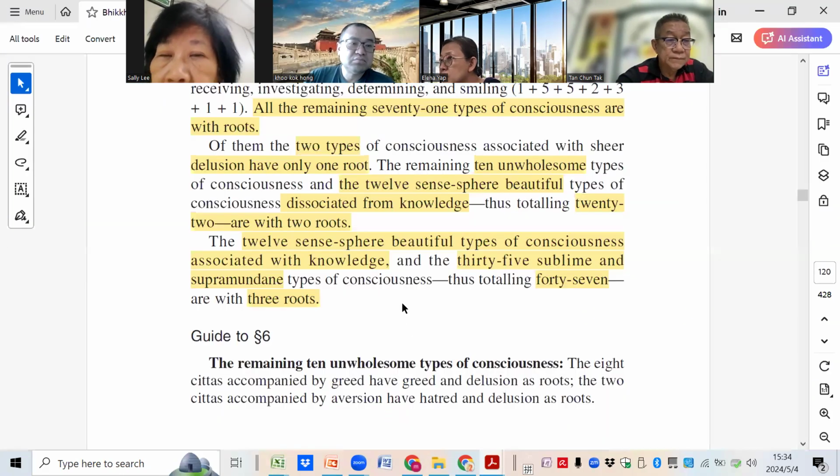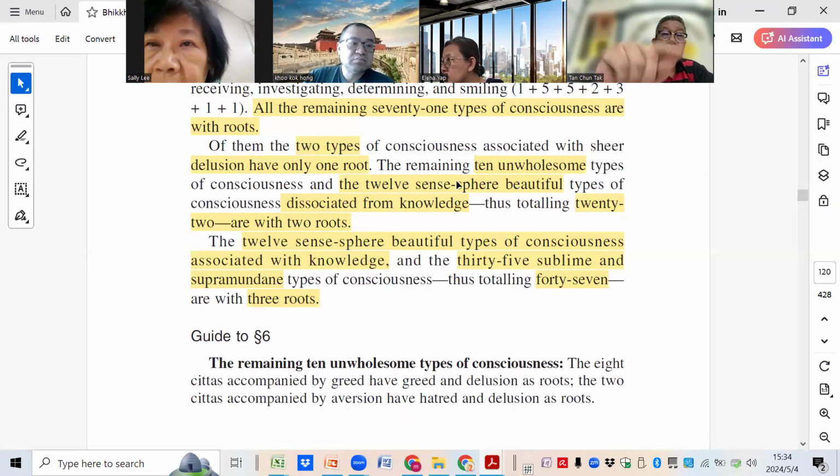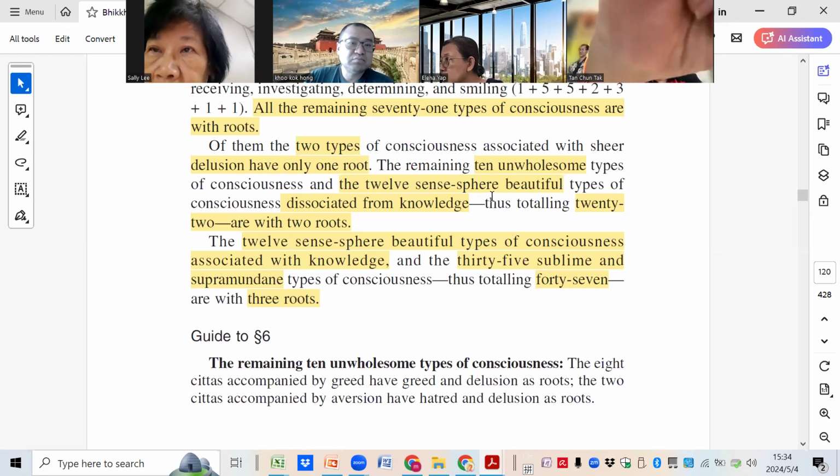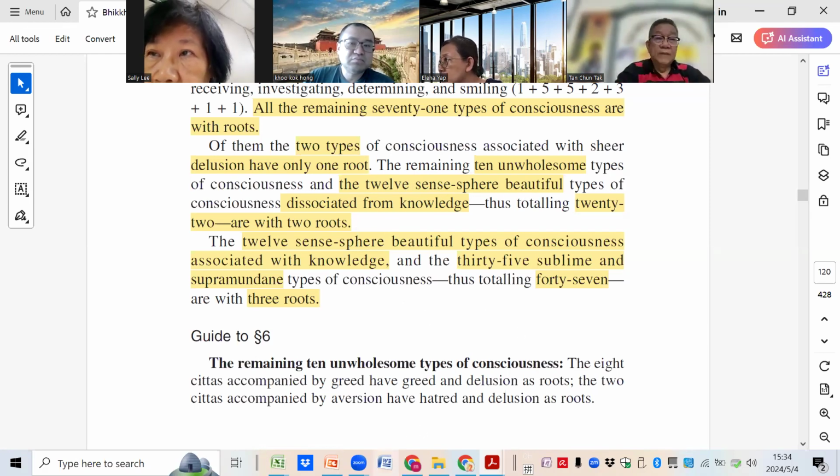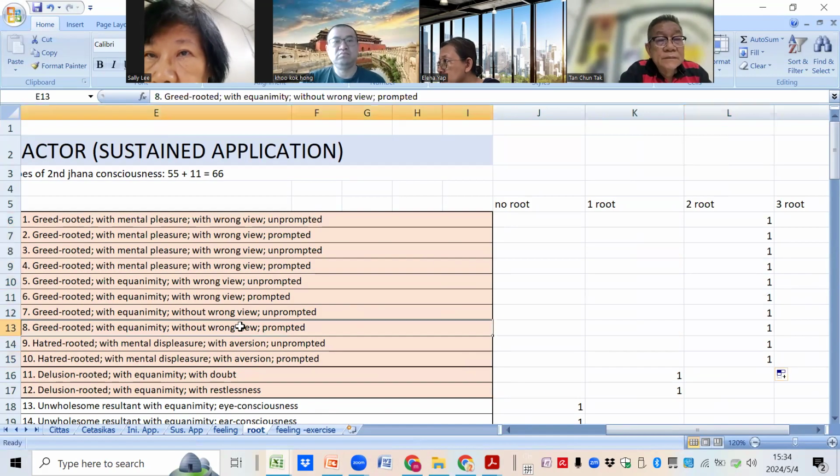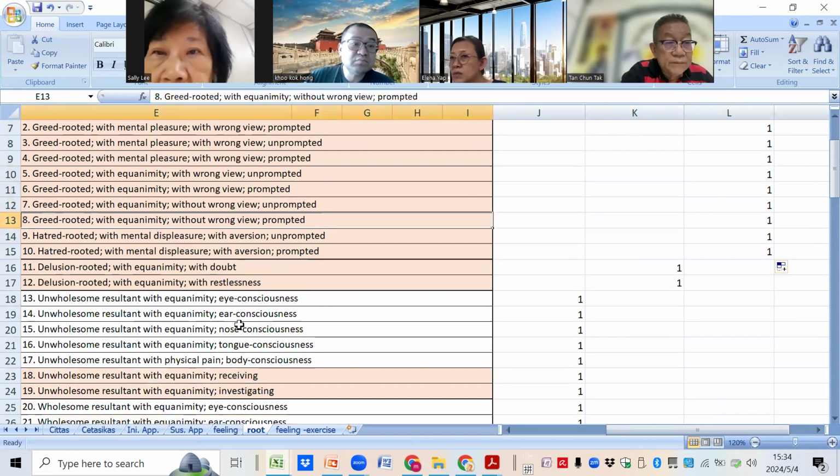Then next, let's take a look. Then it says, the 12 sense-sphere beautiful types, this is associated with the knowledge, they also have two roots only. This is associated with the knowledge. Let's take a look.